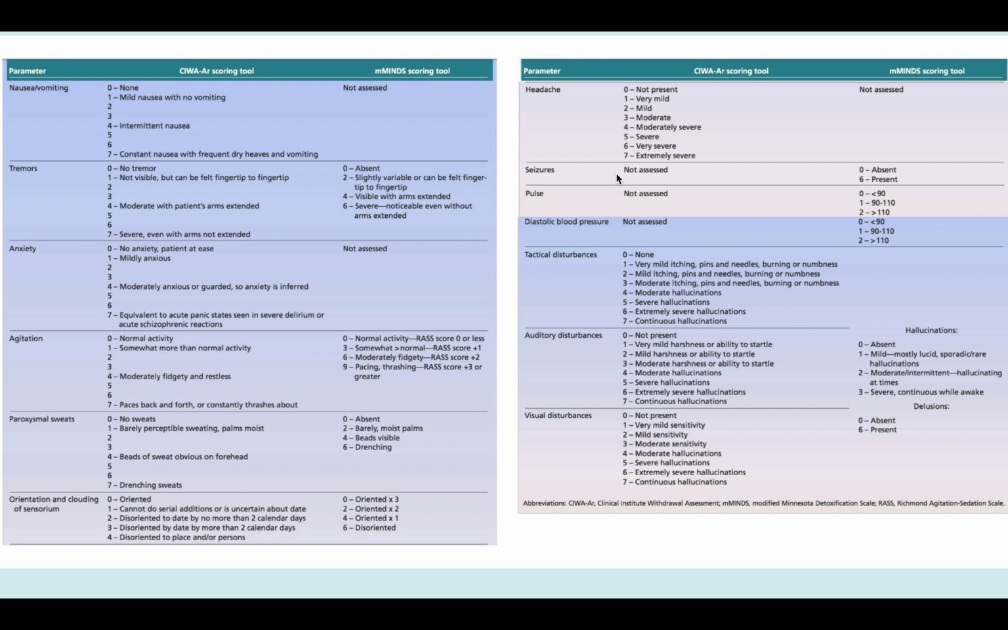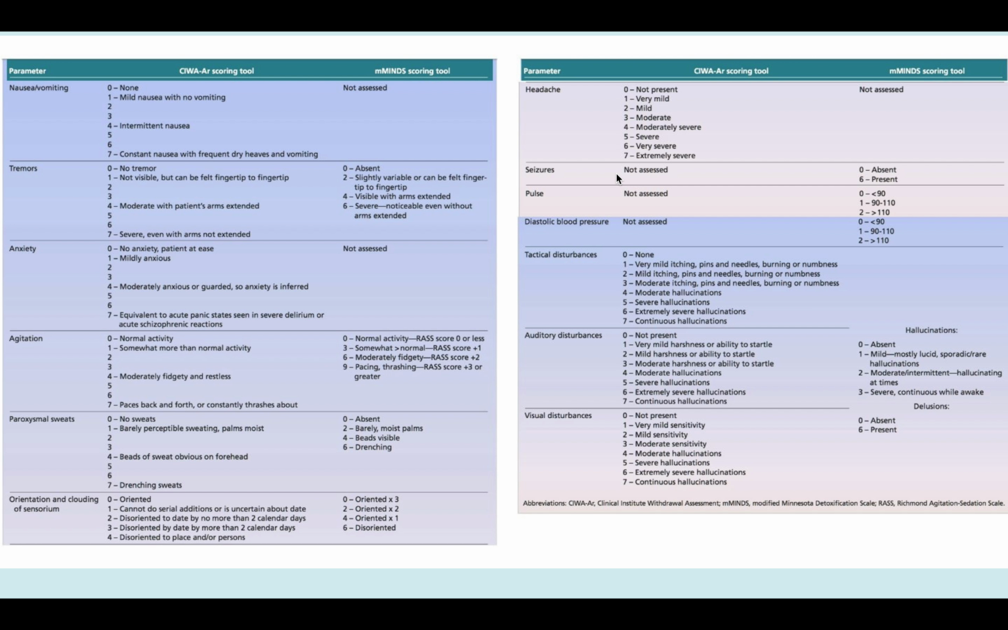Communication of the project would be done in poster format, outlining the difference between CEWA-AR and the modified MINDS tool, as you see. This poster was adapted from the Journal of Critical Care from July 2018 issue.